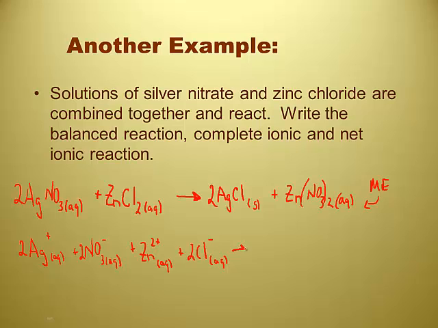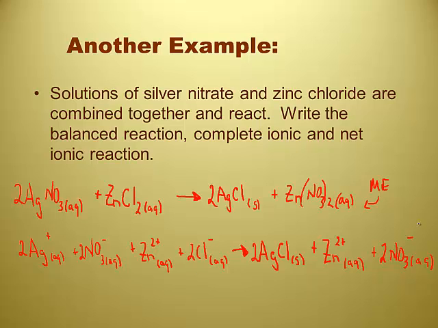I can already see what the spectator ions are going to be. Well, hold up. Let me write all this out. I kind of like the precipitate because it was easy to write. I didn't have to think about it. Two nitrates, and they're both aqueous. Now this is the complete ionic equation. And now we have to identify our spectators.